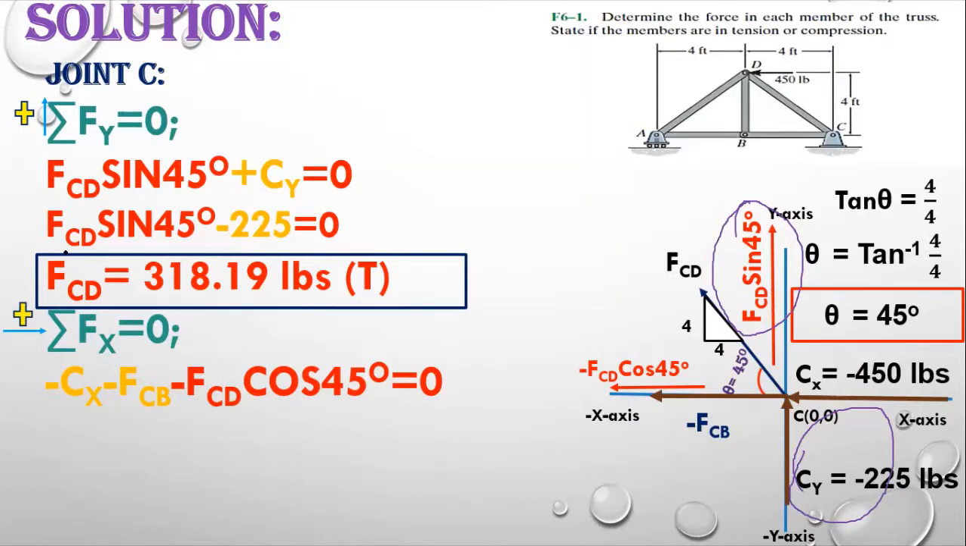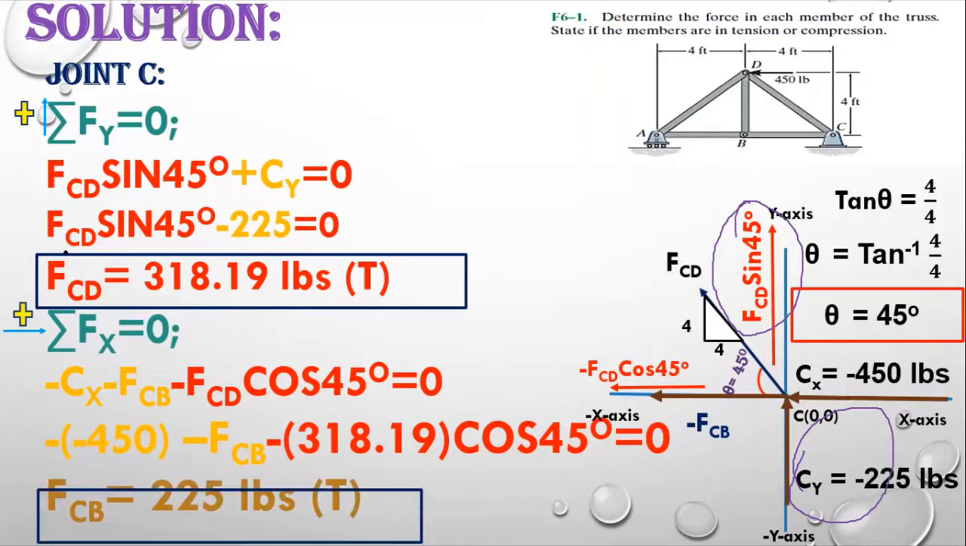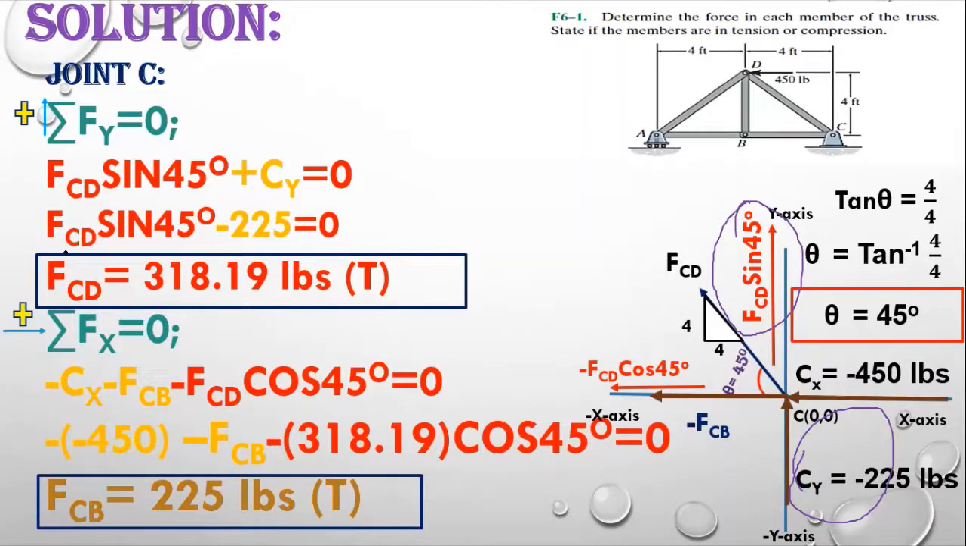So we will put the value of minus Cx, it equals, we will have to put minus 450 in it, minus FCB, which is unknown, minus 318.19. We have already calculated the value of FCD when we summed up the equilibrium of vertical forces. So the FCB comes out to be 225 pounds, that is the positive value, and it should be tensile. You can see here. So this is the way to calculate the member forces.